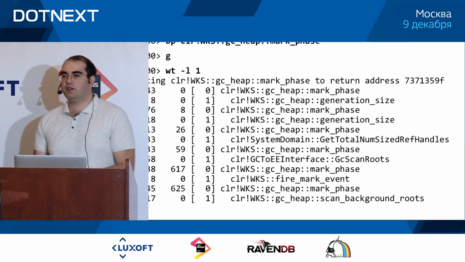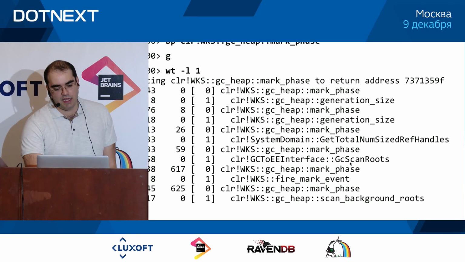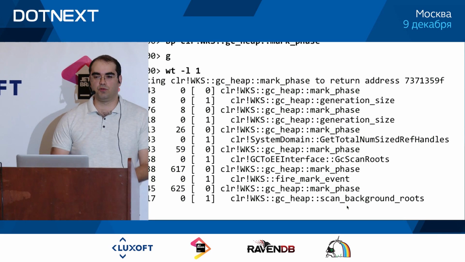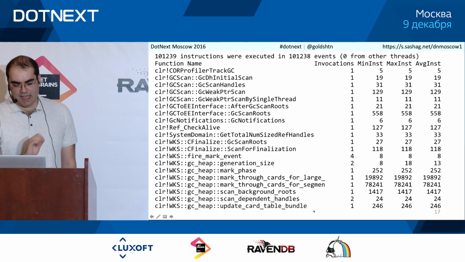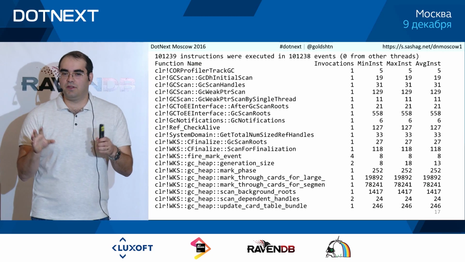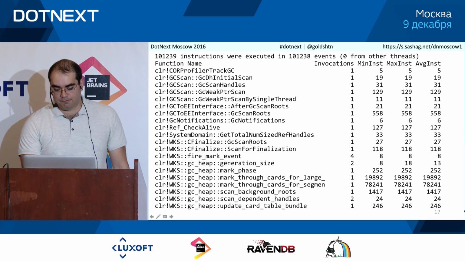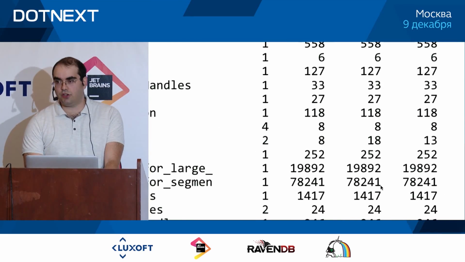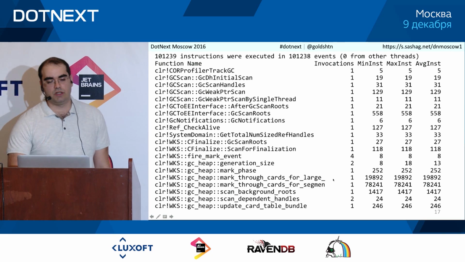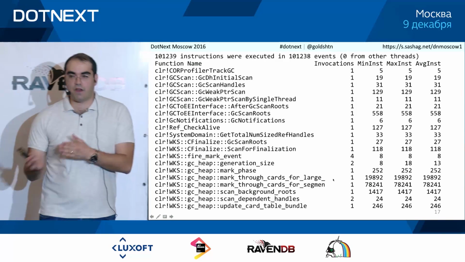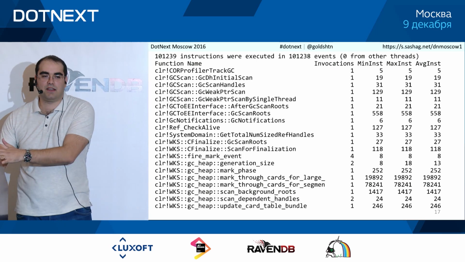So if you're interested in how the garbage collector works, there's a lot of detail here. So it calls generation size and GC scan roots and scan background roots and a bunch of other functions. The complete output is like several pages long. And then at the end, there's this nice report with all the functions and the number of instructions executed. So you can see the expensive functions in terms of number of instructions were these guys: mark through cards for segment, mark through cards for large something, it was truncated, and a bunch of others. So this is like a tiny, poor man's profiler right inside the debugger.